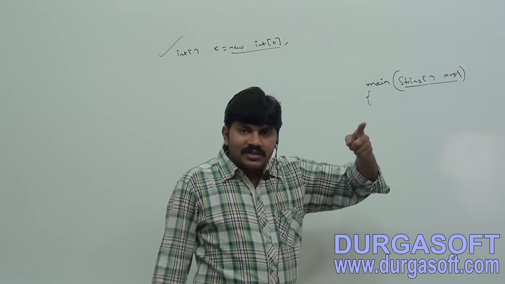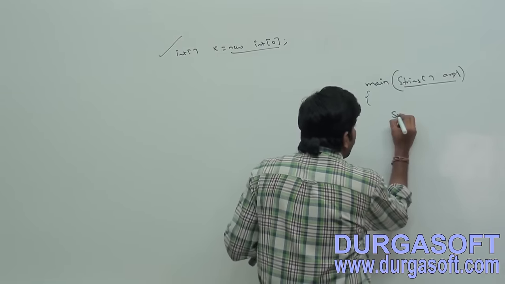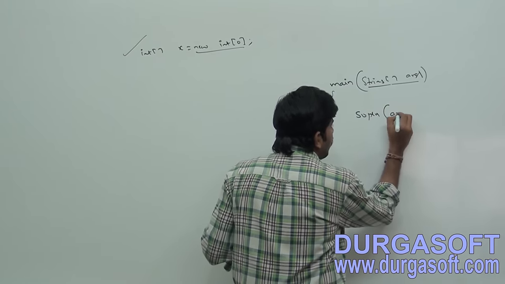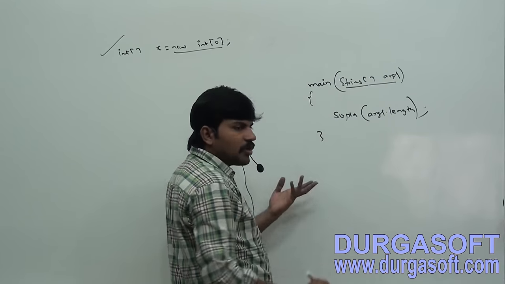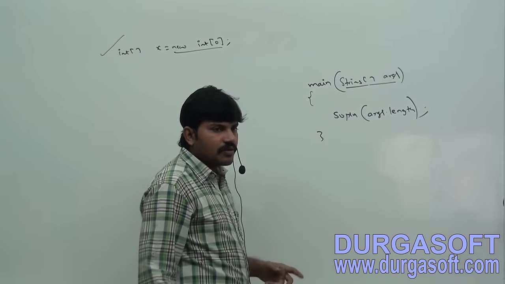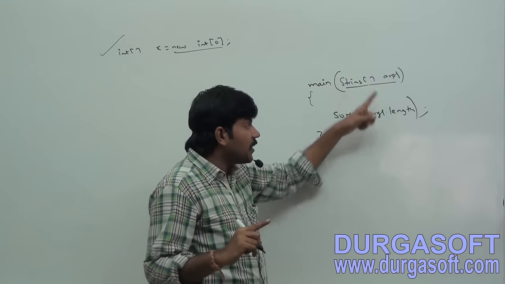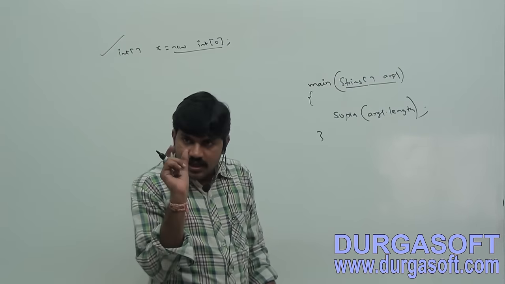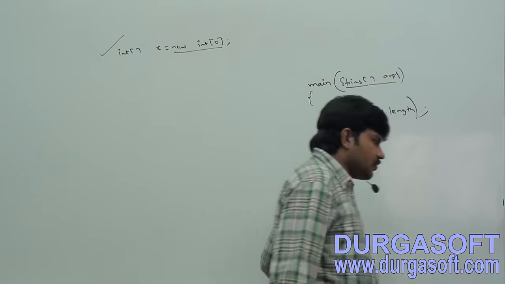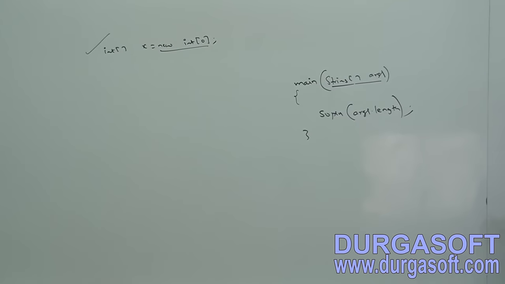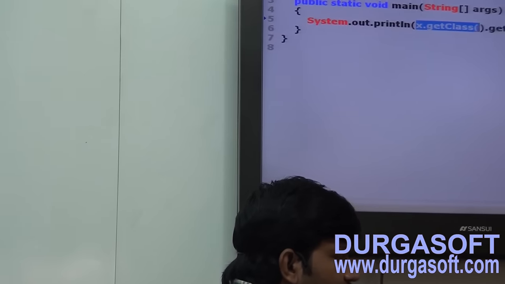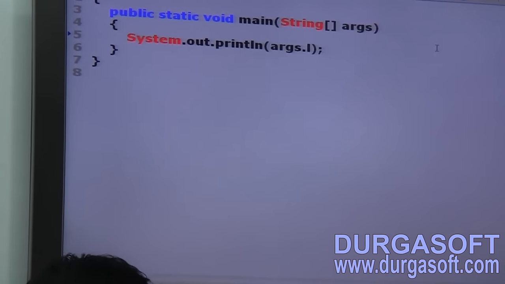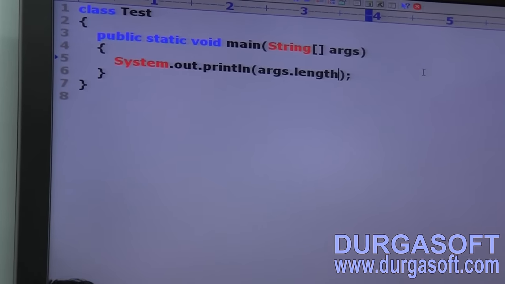If we are not passing any command line argument, what is the size of this array, args.length? Do you know? If I'm not passing a command line argument, what answer are we going to get? Zero. If I'm passing command line arguments, we get the corresponding number. Just observe this one. Here I'm taking System.out.println of args.length.